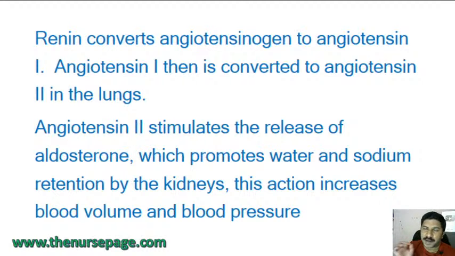It is one compulsory question from the renin angiotensin aldosterone mechanism. Renin converts angiotensinogen to angiotensin 1. Renin is produced from the kidney, angiotensinogen from the liver. Angiotensin 1 is then converted to angiotensin 2 in the lungs with the help of angiotensin converting enzyme. Angiotensin 2 stimulates the release of aldosterone, which promotes water and sodium retention by the kidneys. This increases blood volume and blood pressure. When reabsorption increases, the blood volume automatically increases, then BP will also increase.